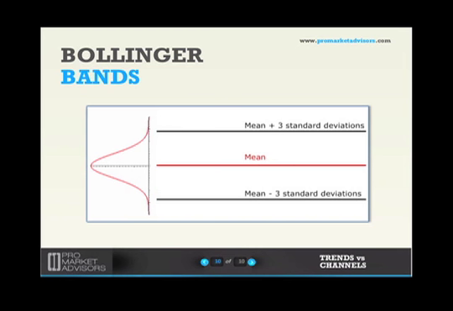I've got to correct myself. So moving averages for trends, Bollinger Bands for channels. All right, how does this work?